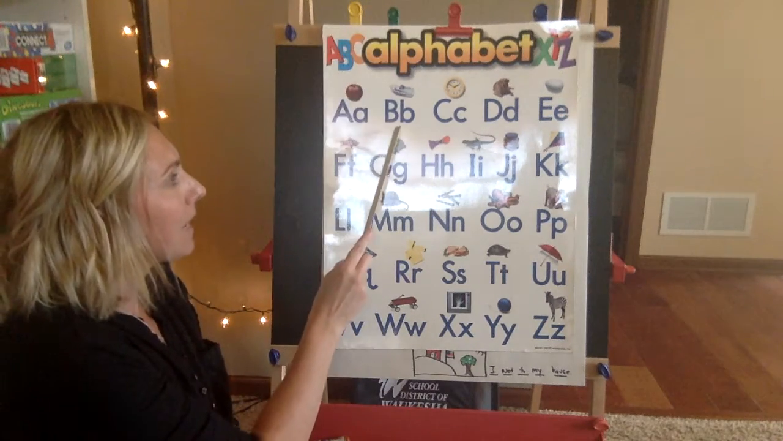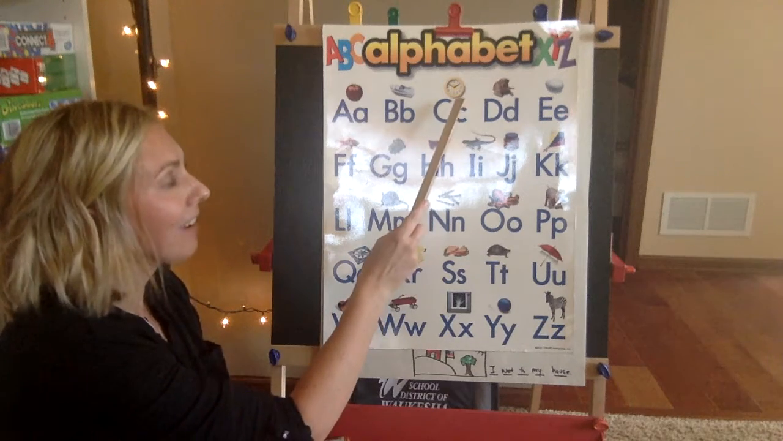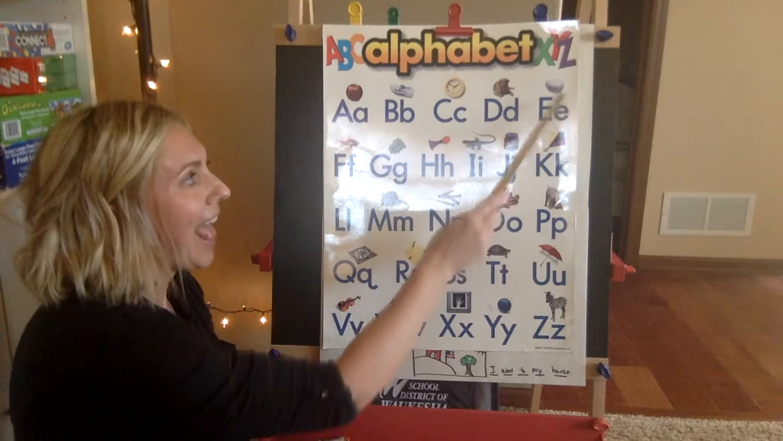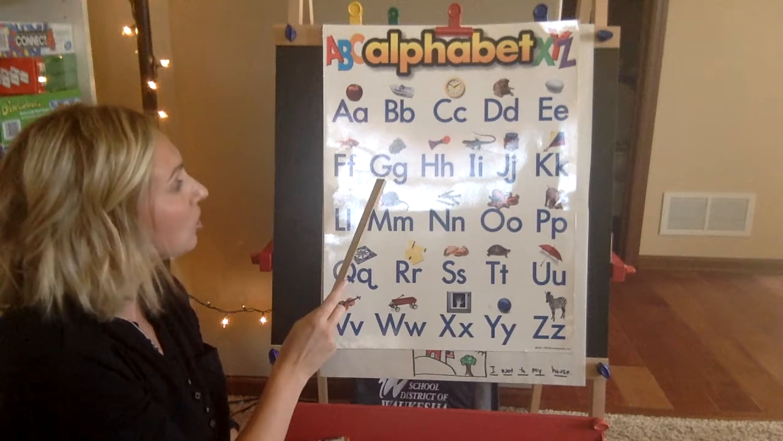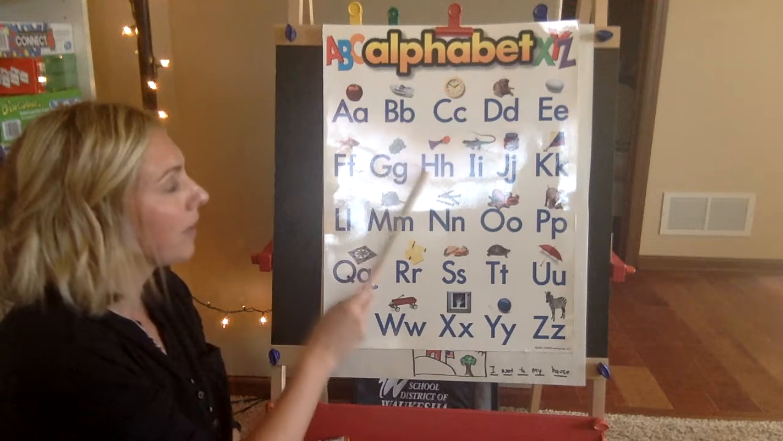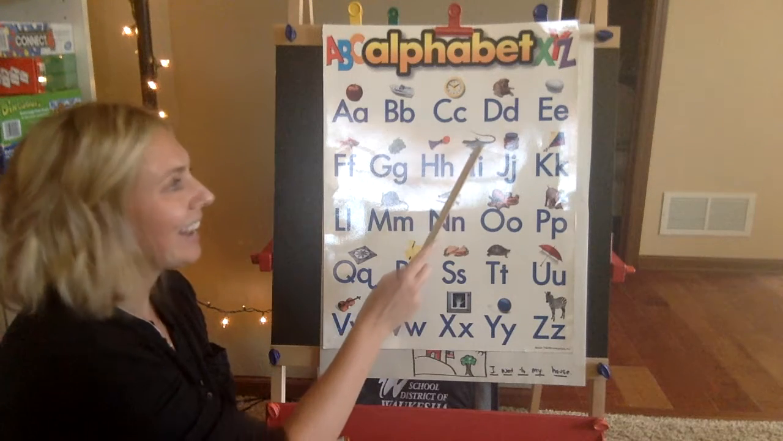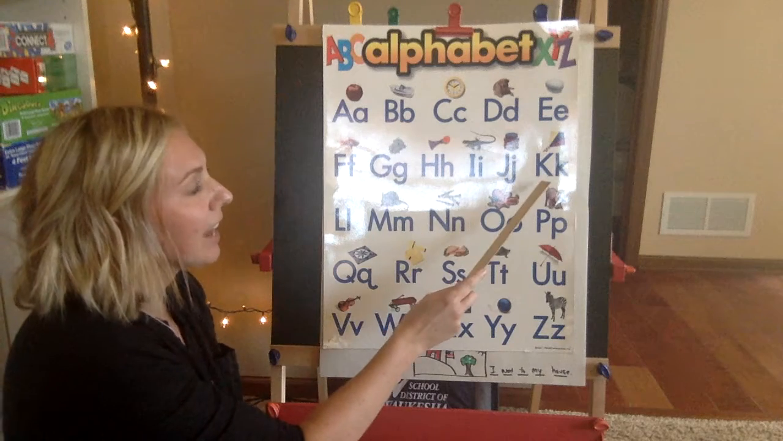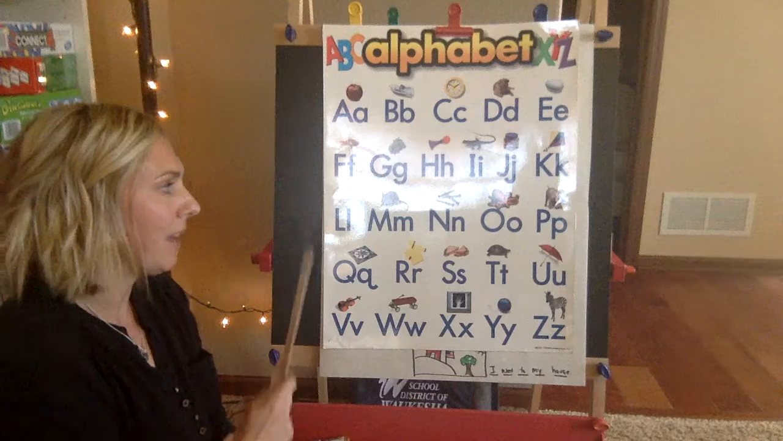A, apple. B, boat. C, clock. D, dog. E, egg. F, fish. G, grape. H, horn. I, iguana. J, jar. K, kite. L, lemon.